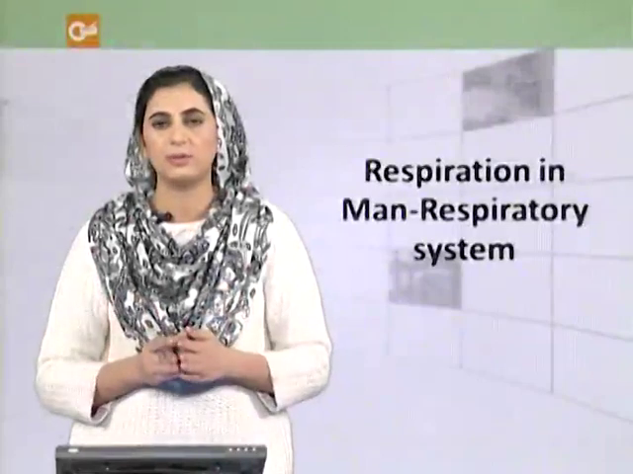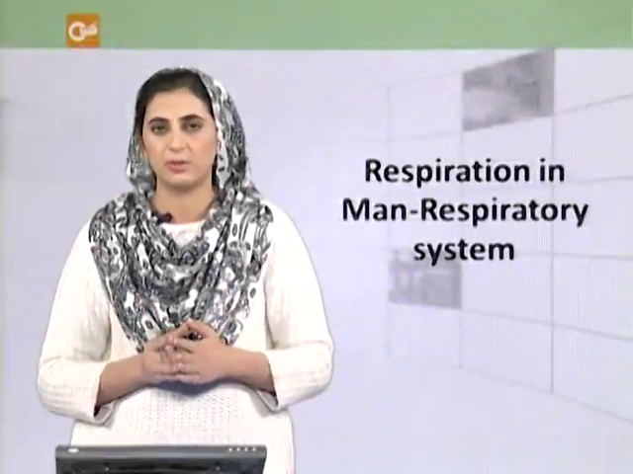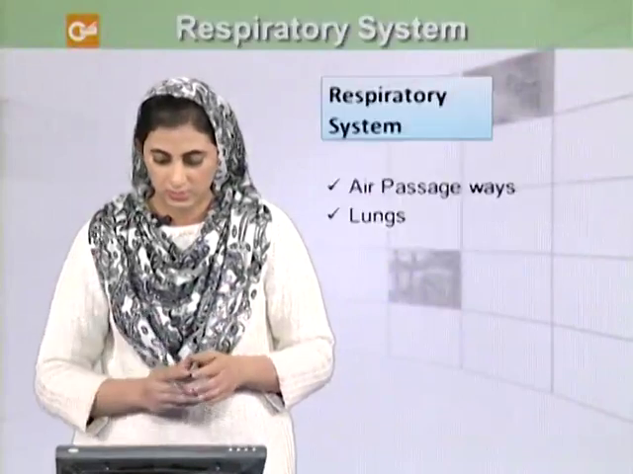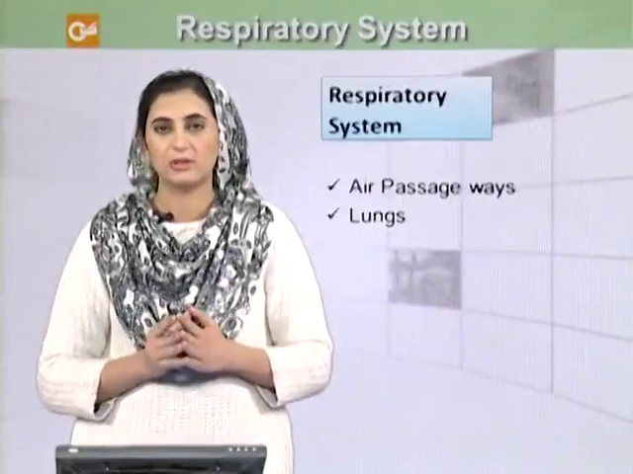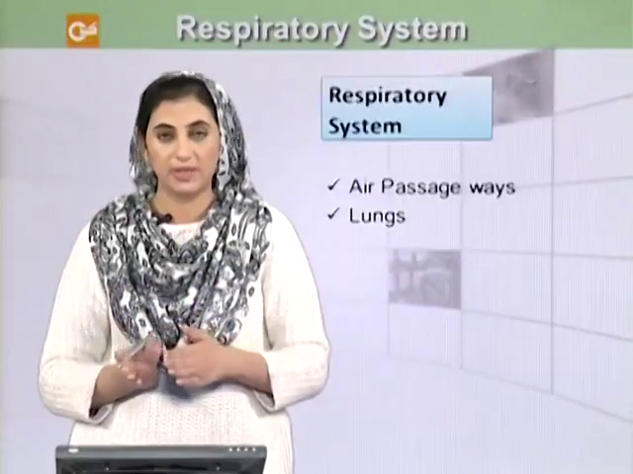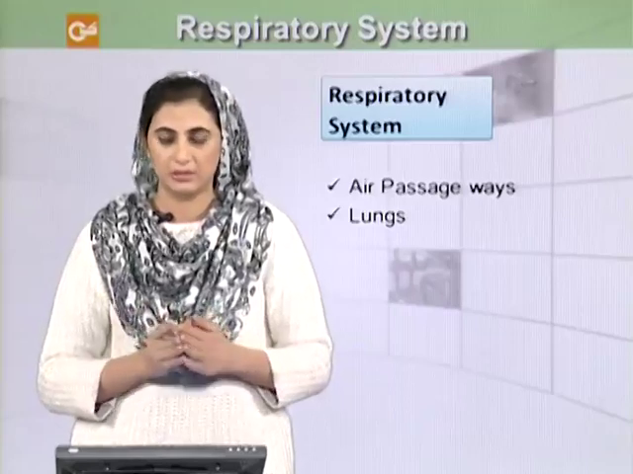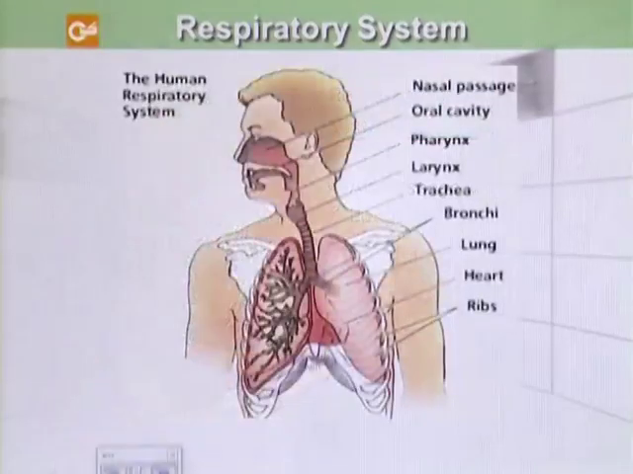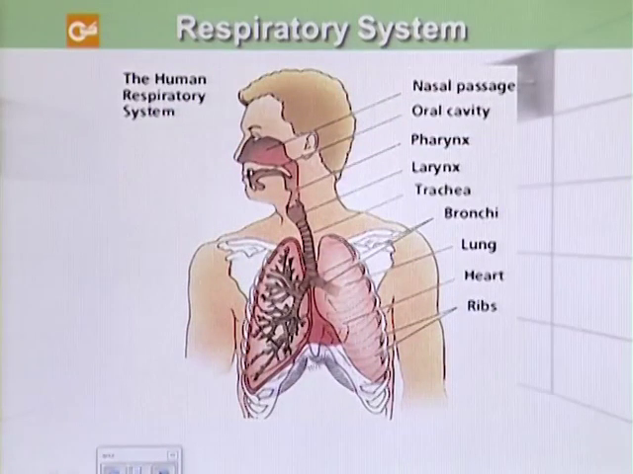In this lesson, we will be studying the respiratory system in humans. The respiratory system in man consists of air passageways and lungs. Air passageways in turn consist of nostrils, nose, pharynx, larynx, trachea, bronchi, bronchioles, alveolar ducts, and ultimately alveolar sacs.